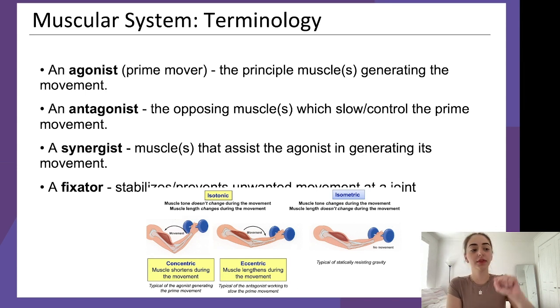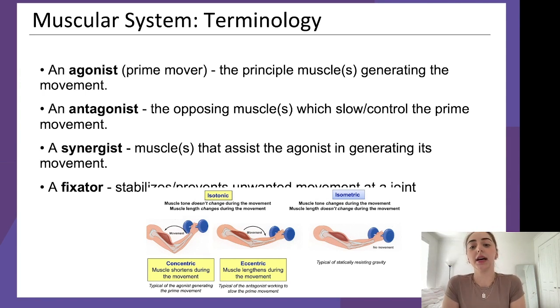So to give the muscle you're trying to use control, other muscles will slow down. Other muscles are slowed down so that you can have specific movement in only some portions of your body. A synergist is a muscle or muscles that assist the agonist in generating its movement. A fixator is one that stabilizes or prevents unwanted movement at a joint.